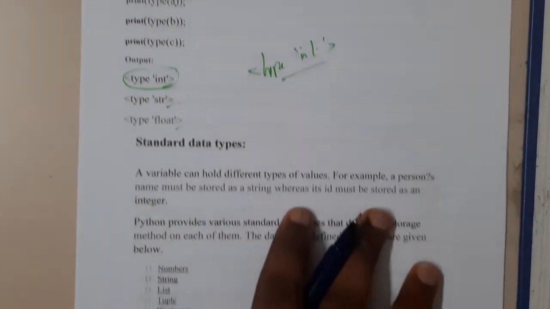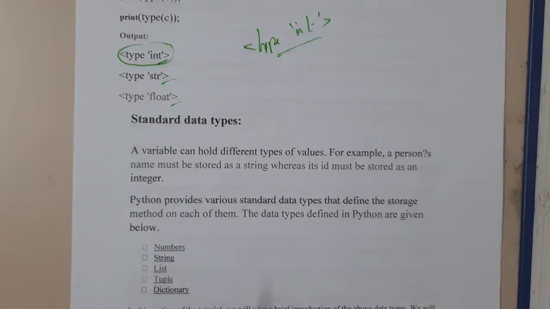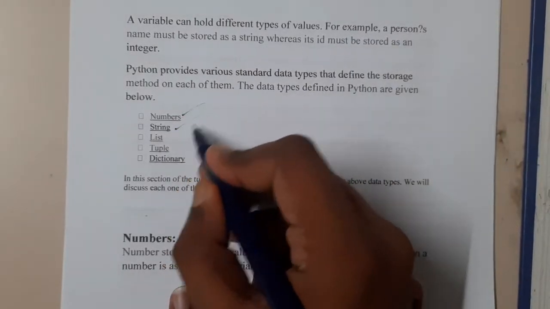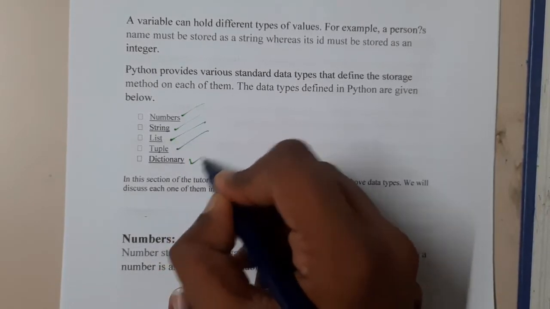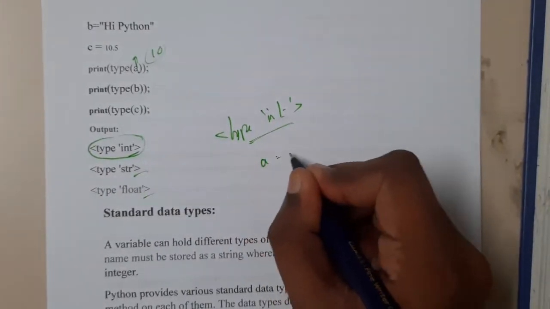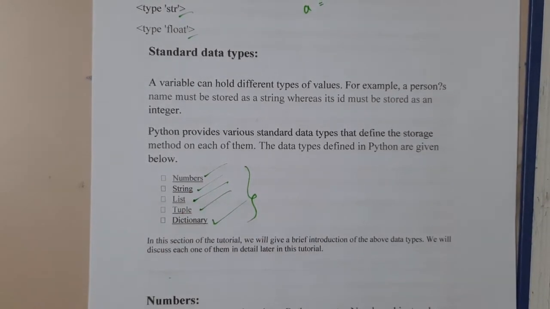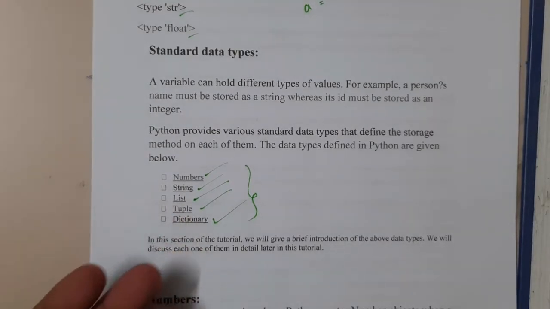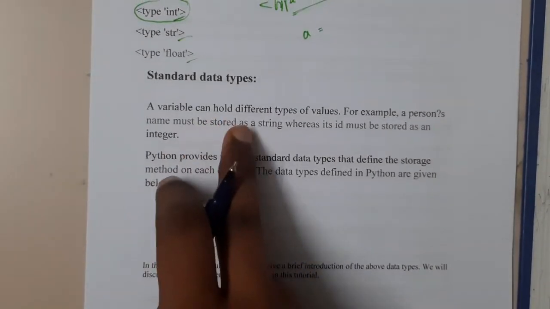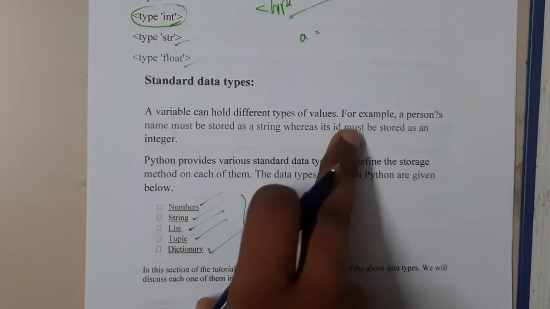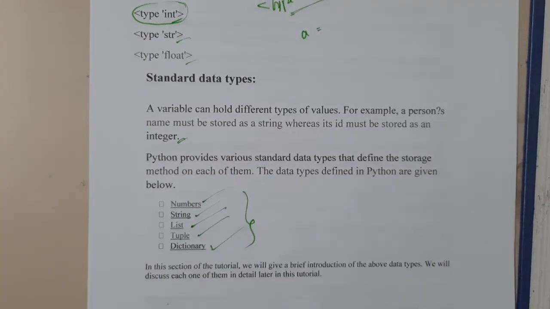Even though there are no declared data types, there are some standard data types, like number, string, list, tuple, dictionary. We'll be discussing these things, guys. Like you can define them: inside a, if you write your name, that is indirectly a string. If you write your marks, that is a number. If you write the list of items that you need for your grocery, that is a list. So a variable holds different values. For example, a person's name must be stored in string, whereas ID should be stored in integer. This is the type of example that I was saying.